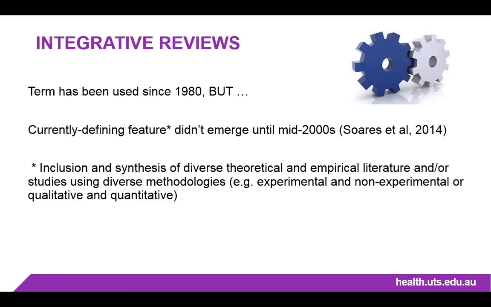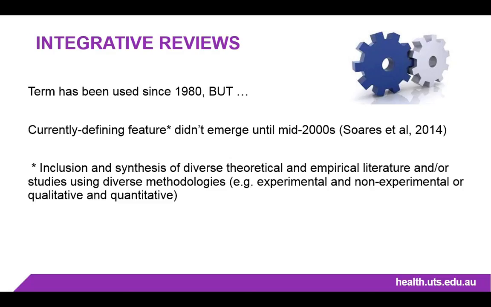So again, let's have a little look at this term, integrative review. Now that term has been around since the 1980s, but it's interesting to note that it was really around the 2000s that we started to see its current definition emerging, and now it is usually used to mean reviews that include both quantitative and qualitative results. But even so, it doesn't actually have to include both. Sometimes it's used just to include diverse methodologies.